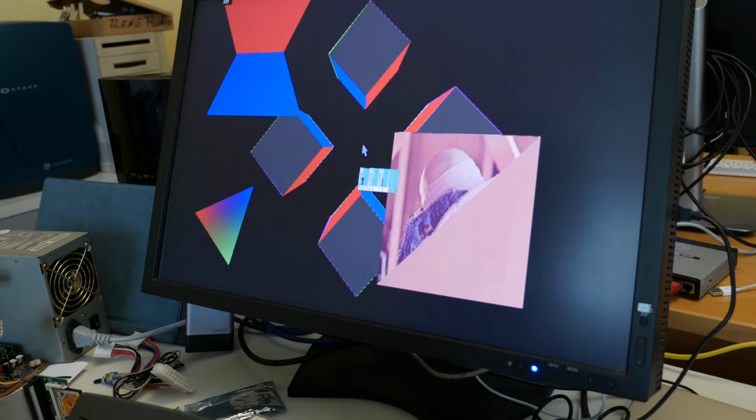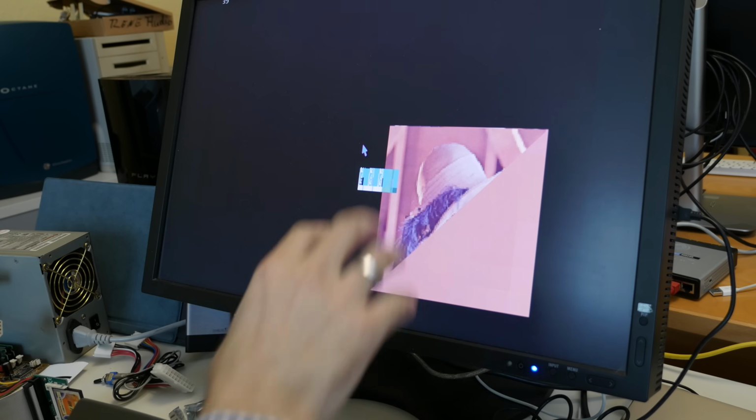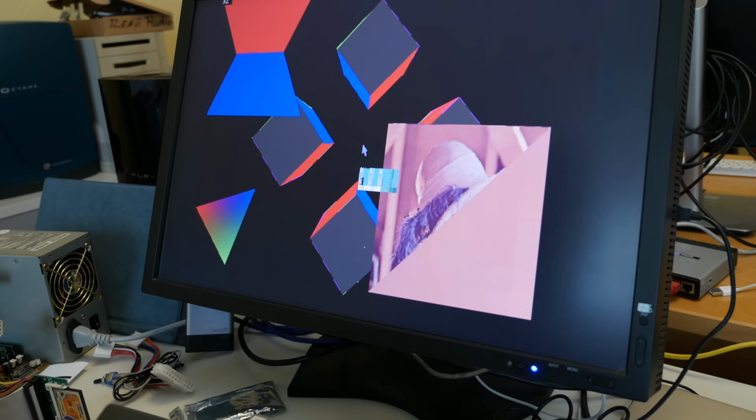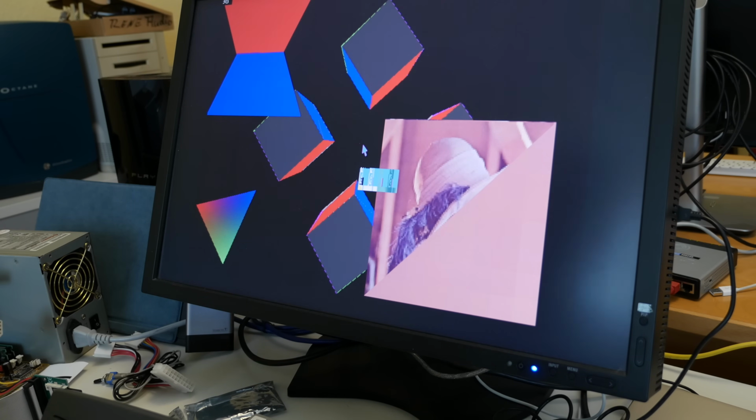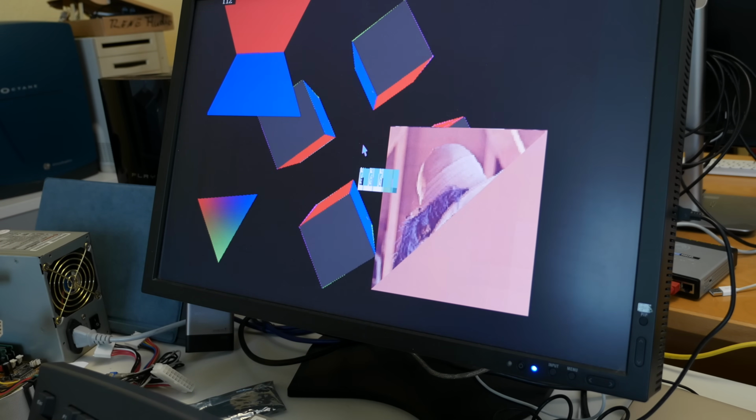And to my surprise here, every second frame is mostly empty. And all the stuff except this texture triangles are not drawn. And I wonder why, because it works in the emulator, PCem. And this flashing also tells me, so I really wonder where this flashing is coming from.